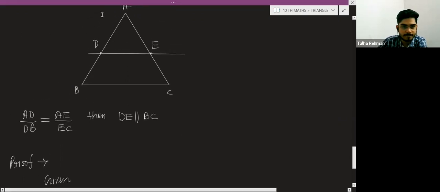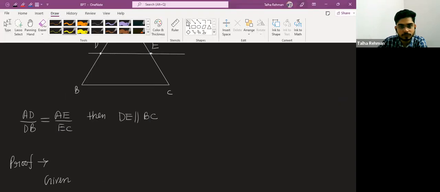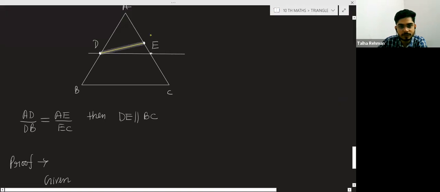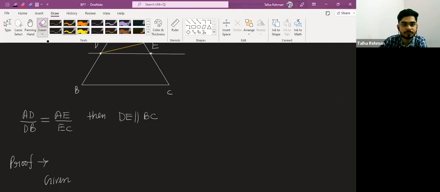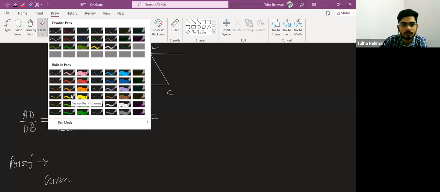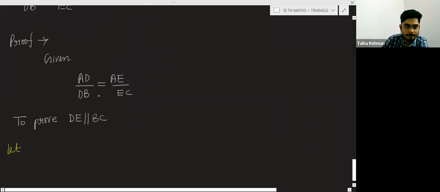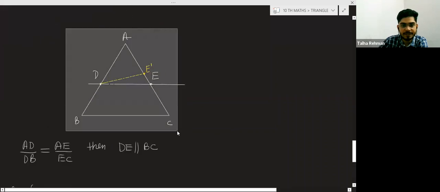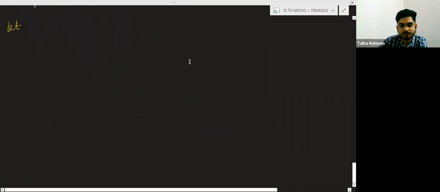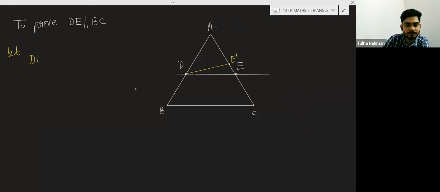So I am just supposing here is some line like this, and suppose this point is E dash, and suppose this DE dash is parallel to BC.